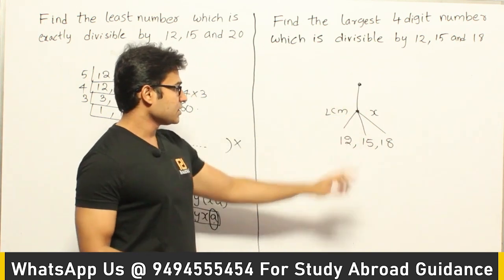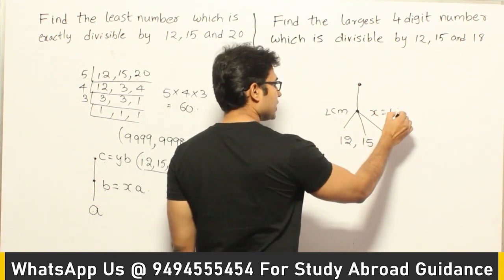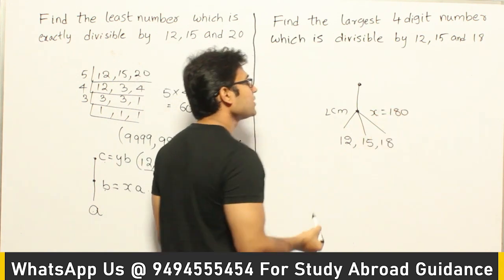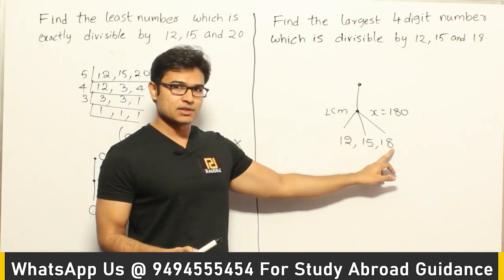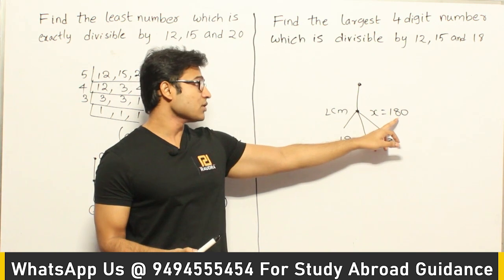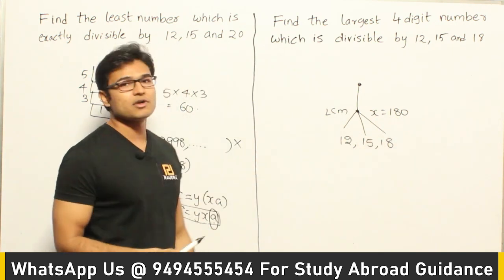Now if you find out the LCM of 12, 15 and 18, you will get that the LCM is 180. You can check that, okay? Now what does it mean? Instead of finding out the largest number which is divisible by these three numbers, I can find out the largest 4-digit number which is divisible by 180. Now what is the simplest way of finding it?